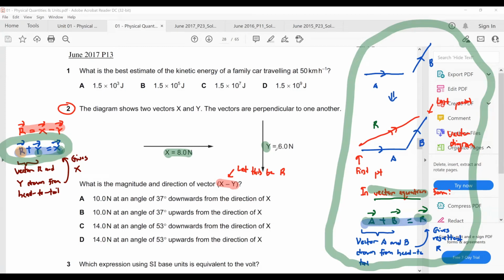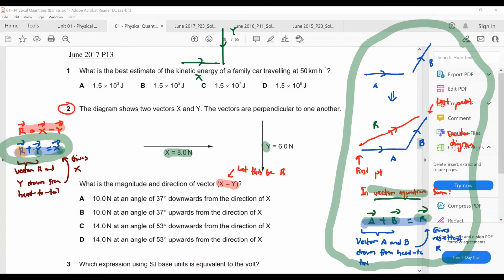I know vector y is pointing downwards. Okay, where can I draw this? Or maybe I draw at the top. I know that vector y is pointing downwards like this. And then I know that vector x is going like this, following the directions that I've indicated here.